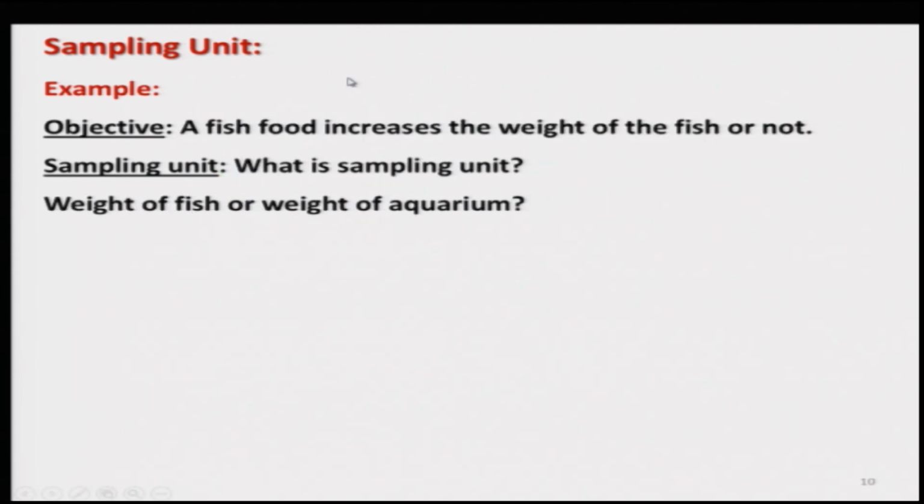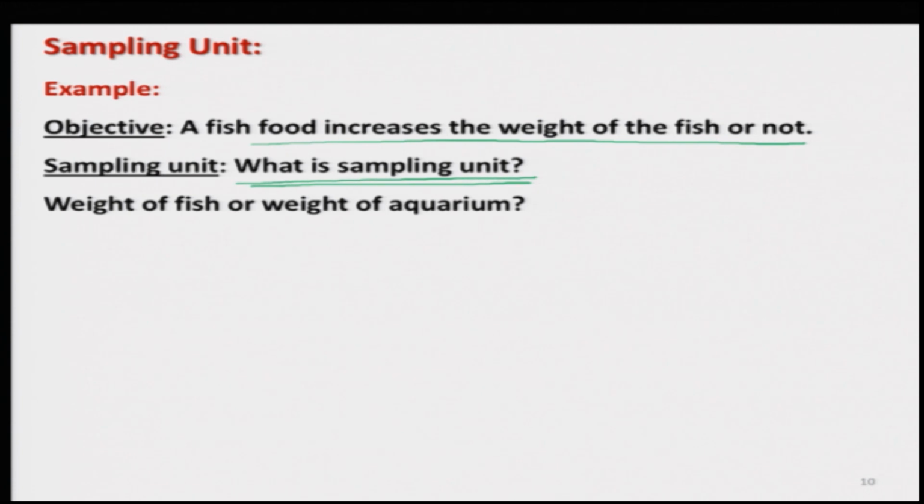Now I ask you a question. Suppose there is a food for fish which is developed, and the fish food claims that if you give it to the fish, then the weight of the fish will increase, and you want to test it on the basis of a sample. So, in this case, my question to you all is, what is the sampling unit?